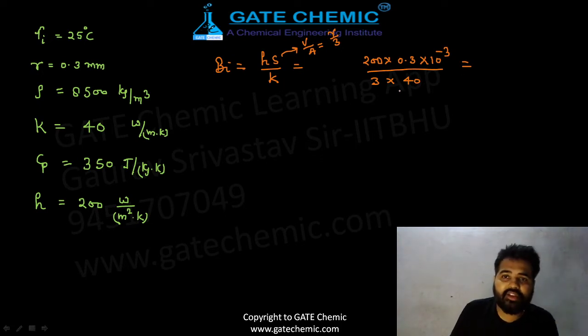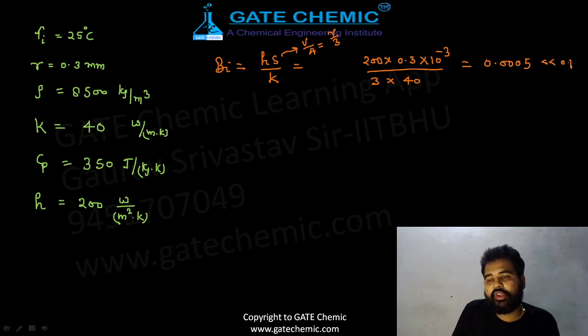Confirm, 0.0001? Tell me again, everyone, is it correct? 0.3 divided by 3 divided by 40 divided by 1000, it's 0.00005. Okay, you are telling me about R by 3, no problem. So the Biot number is 0.0005, and you can see this is much less than 0.1. That means lumped heat parameter analysis, we can apply lumped parameter analysis.